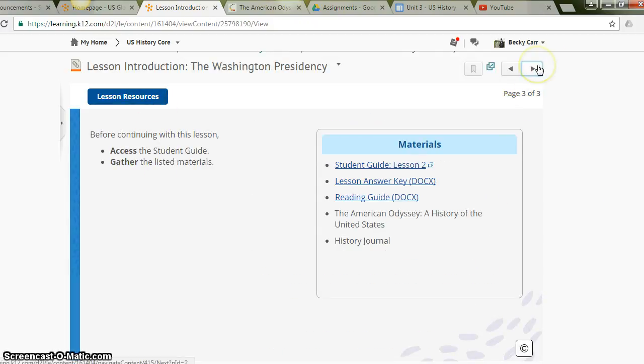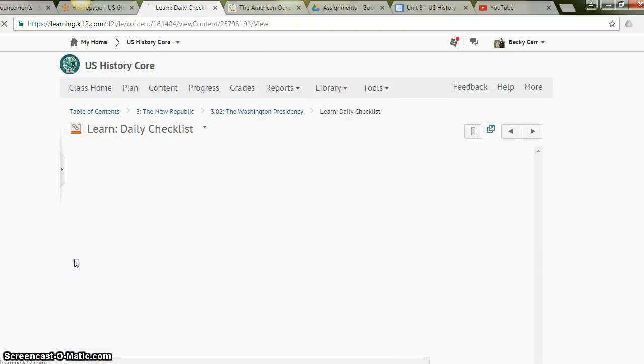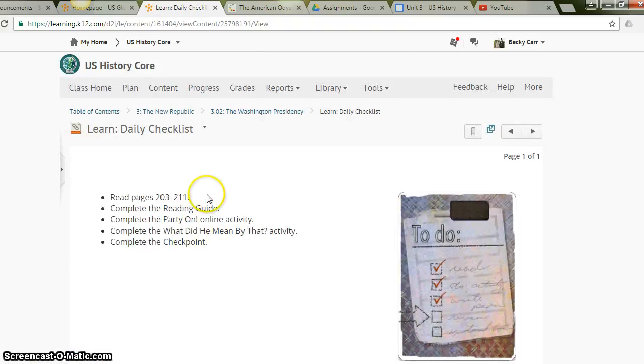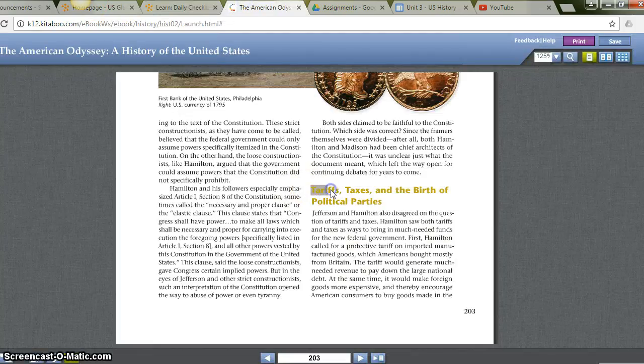Okay, don't forget to go to Lesson Resources and get your reading guide and lesson answer key. And we're going to start by reading pages 203 to 211, starting with tariffs, taxes, and the birth of political parties.